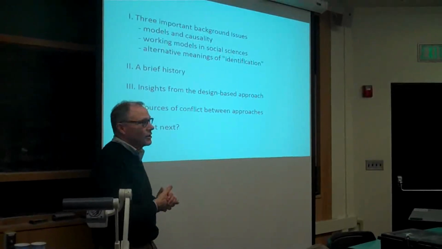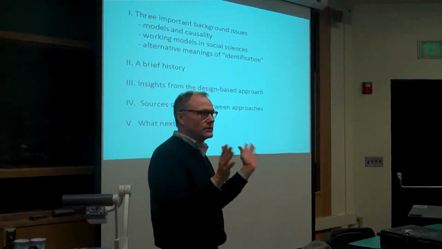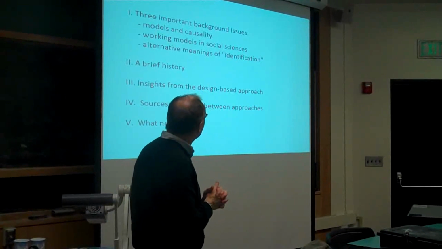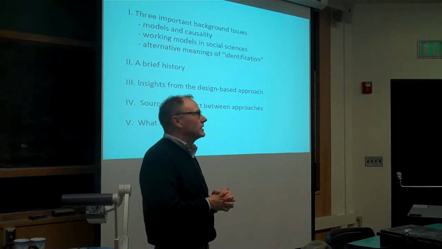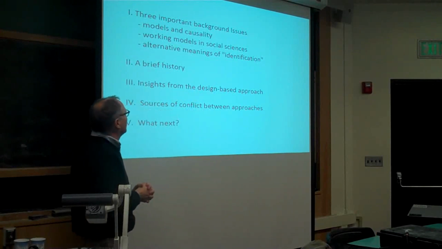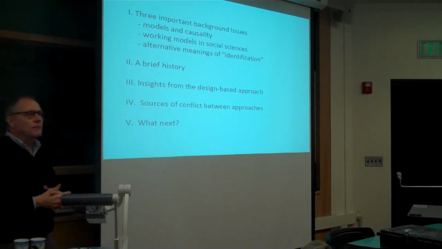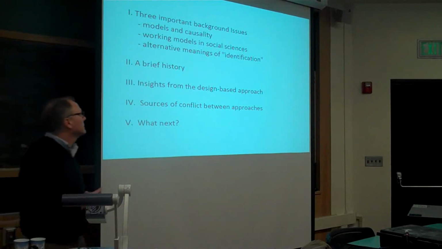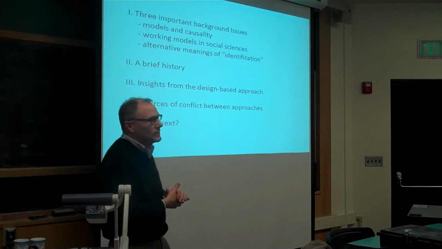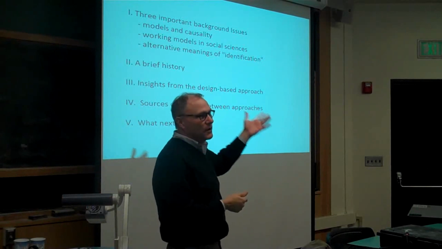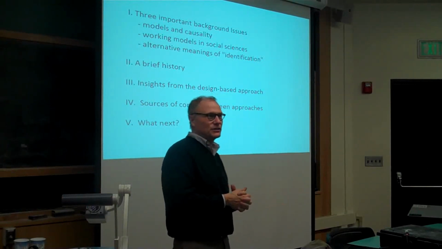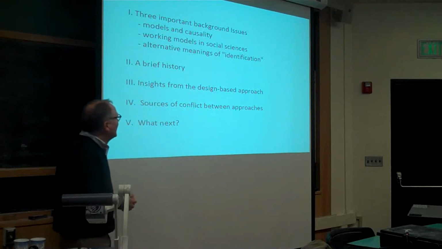But I'm going to try and argue that in fact there's a divergence and quite a wide range of possibilities there. I'm going to talk about the role of working models in social sciences and economics in particular, and what I mean by working model and a classification of types of models. I'm going to talk about alternative meanings of the word identification. So these are three preliminary topics: what do you mean by causality, what do you mean by a model, what do you mean by identification.